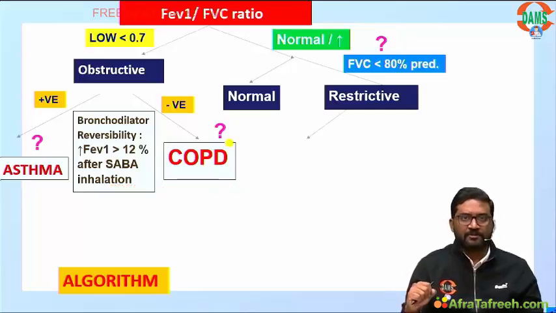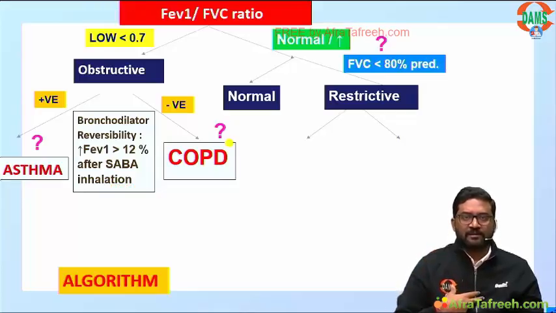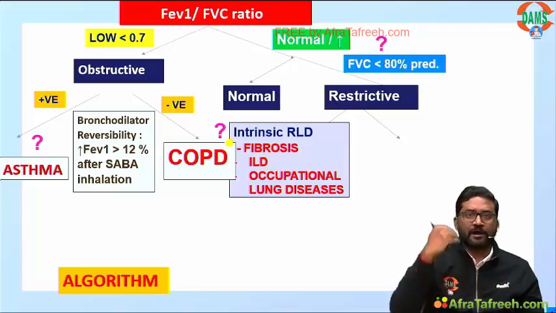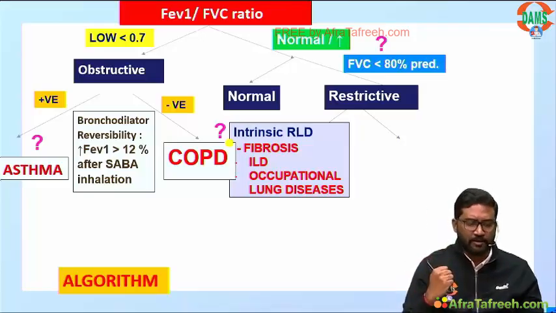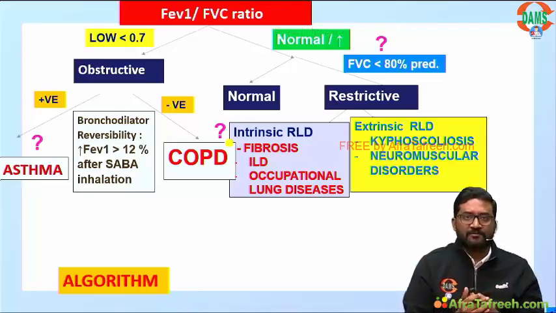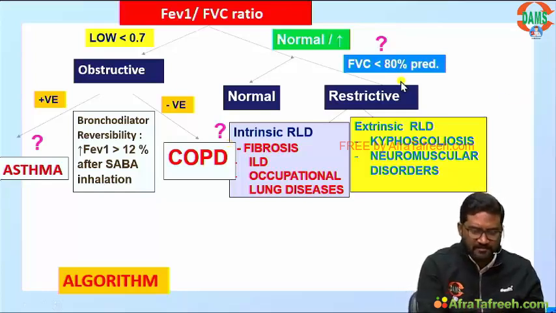Then restrictive, again two types. If your lung is directly shrinking, it is intrinsic restrictive lung disease. Or your lung is healthy, but something outside your lung is not allowing your lung to expand properly, such as chest wall deformity or neuromuscular deformity. It is called extrinsic restrictive.